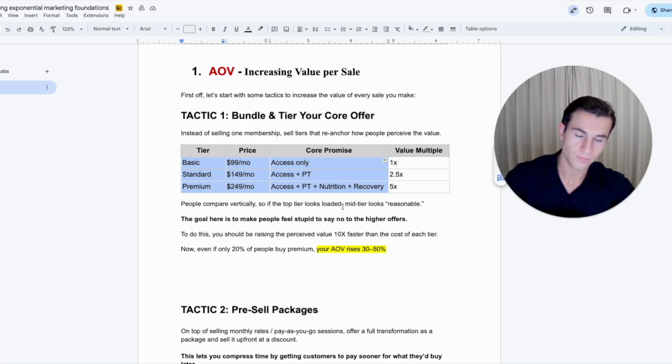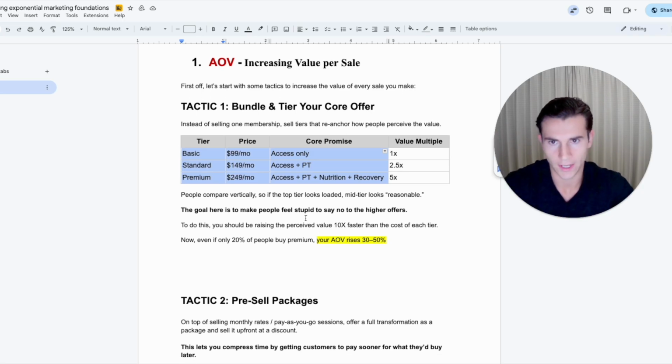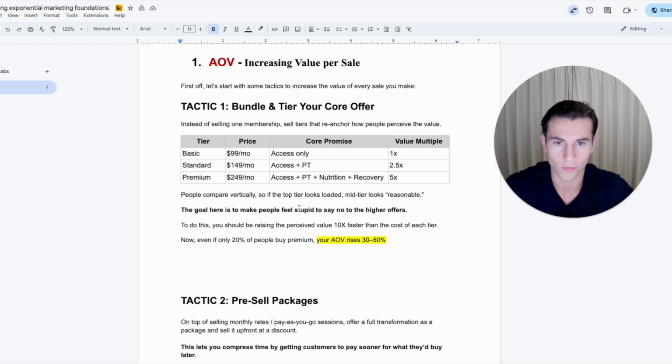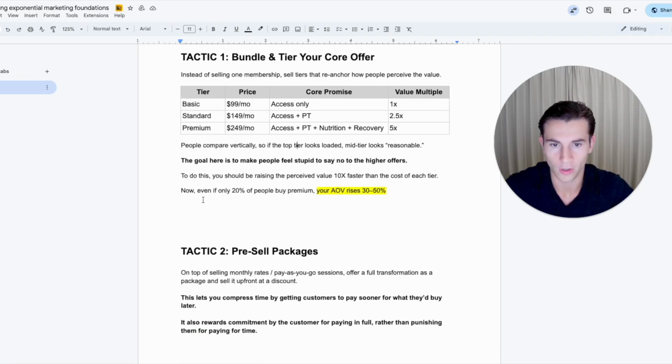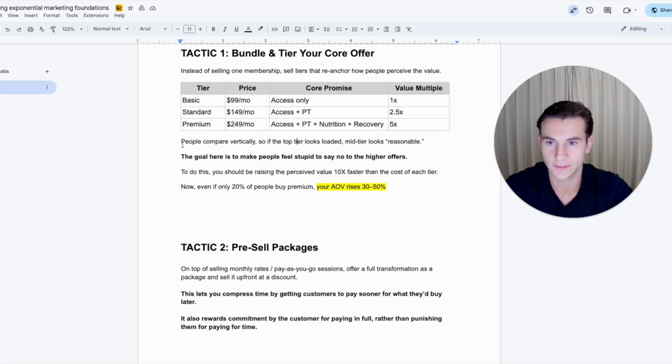Okay. So there's a bunch of ways to increase your order value per sale. But all in all, you need to do this. People compare vertically. So if the top tier looks loaded, the mid tier looks reasonable. The goal here is to make people feel stupid to say no to higher offers. To do this, you should be raising the perceived value 10 times faster than the cost of each tier. This is where, like I said, framing, status, salesmanship, all that sort of stuff comes in.